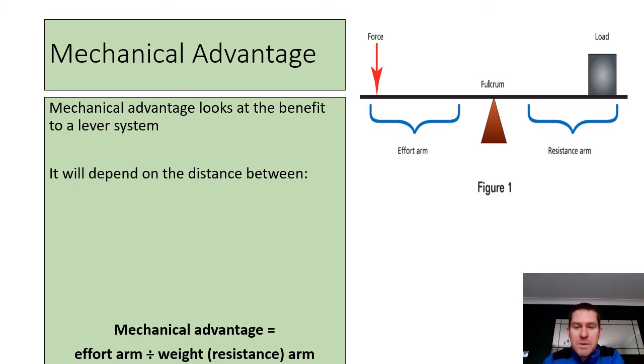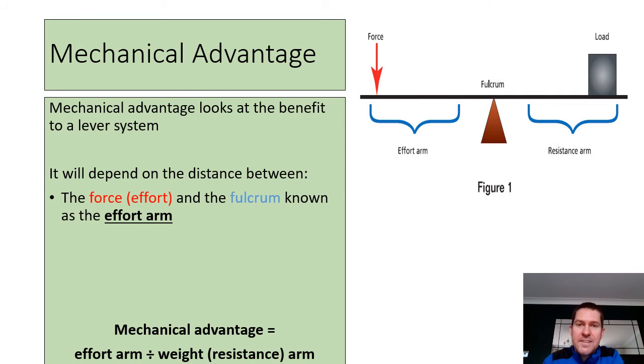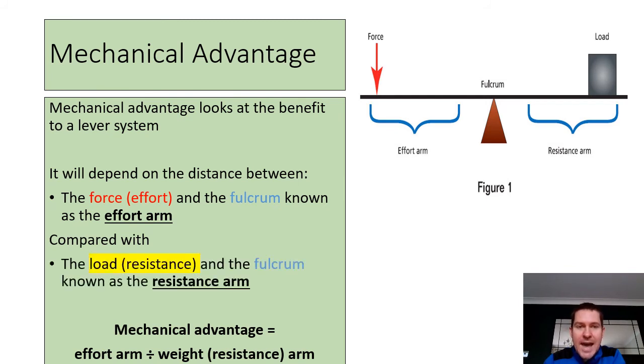And we need to be able to look at 2 distances to work out mechanical advantage. The first one is the distance between the force and the fulcrum, and this is referred to as the effort arm. So it's the distance between the fulcrum and the force. The second thing that we compare it to is looking at the distance between the fulcrum and the load, and that is referred to as the resistance arm. So in this first class lever diagram, you can see the seesaw example. The distance is equidistant, looks like it's exactly the same, but levers don't often work like that within the body. They're not always the same distance apart.